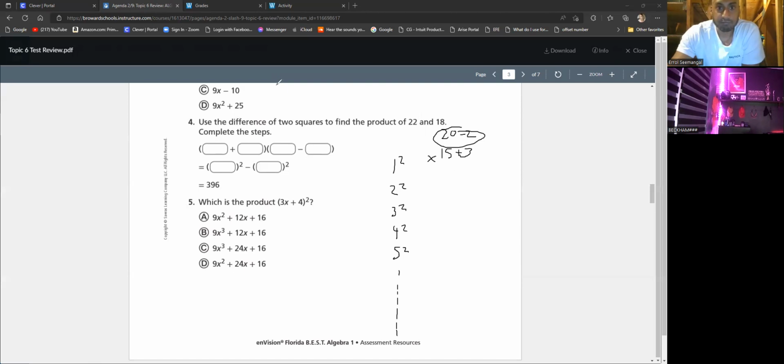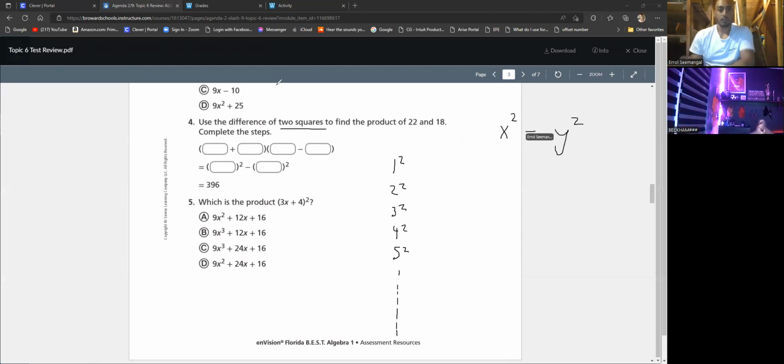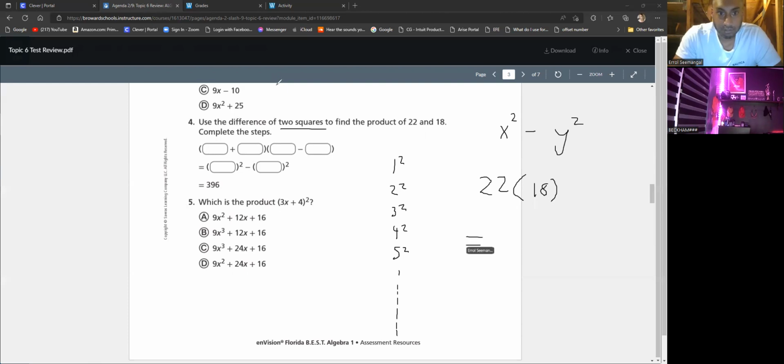Look what it asked: difference of 2 squares. Difference just means subtraction, right? 2 squares is just one number squared and another number squared. Difference is subtraction. Okay, so let's see here. Find the product of 18 and 22. We know 22 times 18 is 396, right? They already give you the answer right here.